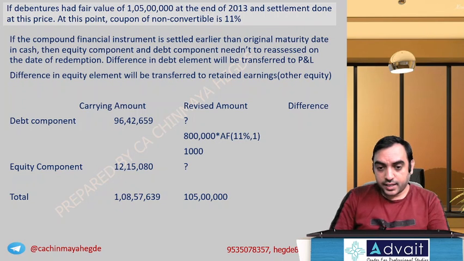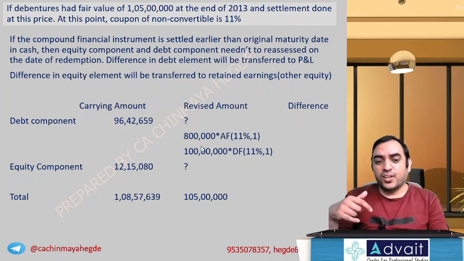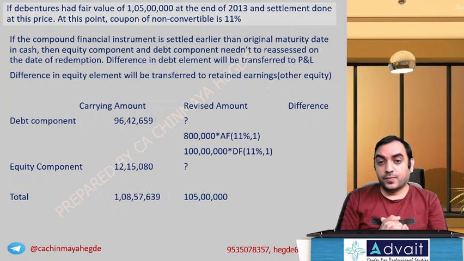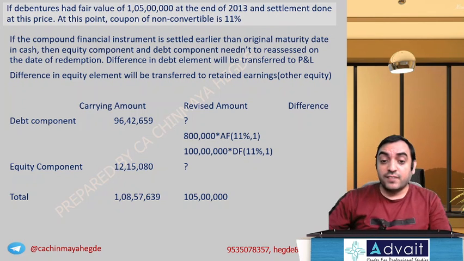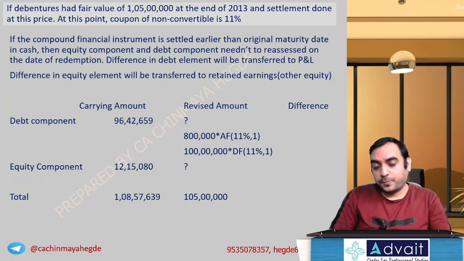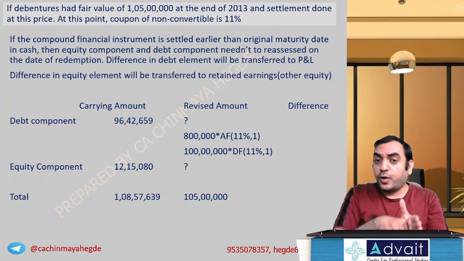And 100 lakh into discounting factor 11% for 1 year. I know both are for 1 year only. I am doing it just as a formality, because this recalculation you're doing is for the remaining time to maturity, remaining period. As on this date, what would be the debt value at revised rate at 11%? 11% is non-convertible rate. You're reassessing, revising. Remaining coupon, only 1 year pending.